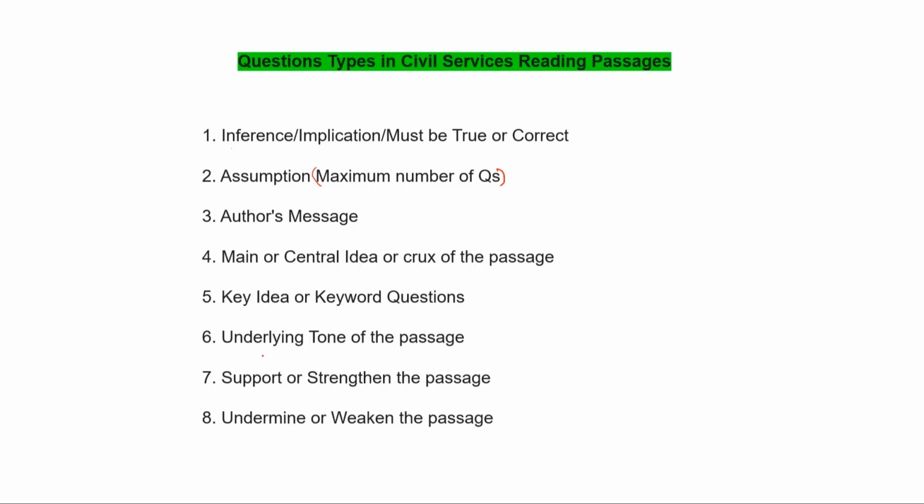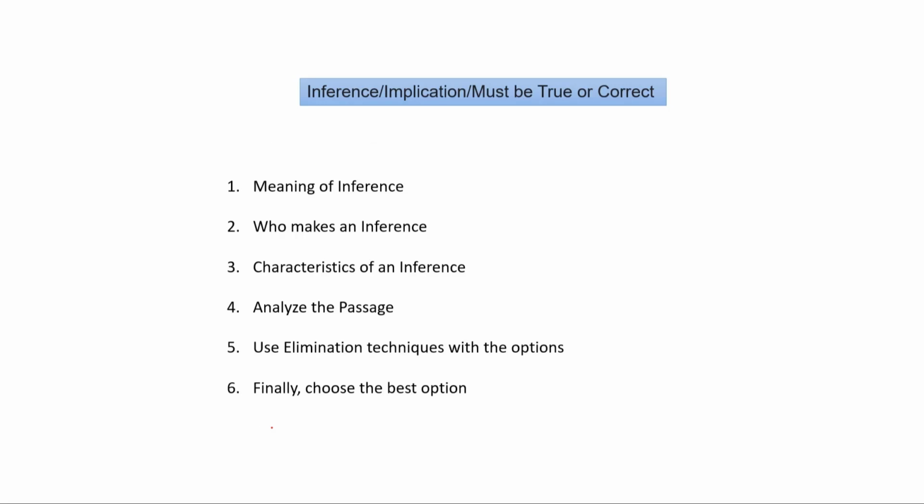We will discuss all these question types one by one. Sixth one, underlying tone of the passage. Seventh, support or strengthen the passage. I mean, one of the options supports or strengthens the given passage. And finally, you have undermine or weaken the passage. And that means one of the options weakens the passage. So in this lesson, you will learn the approach or the strategy for inference question type. Now let us work on the inference topic.